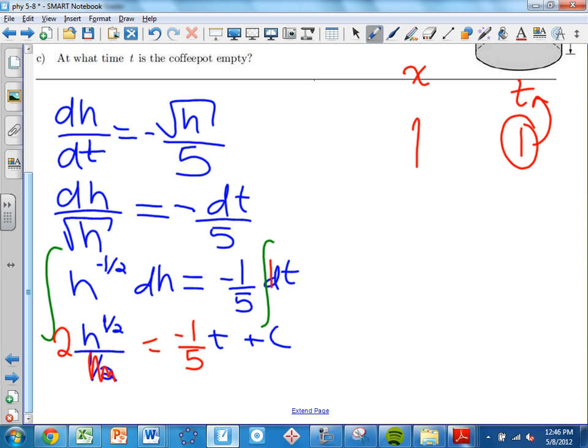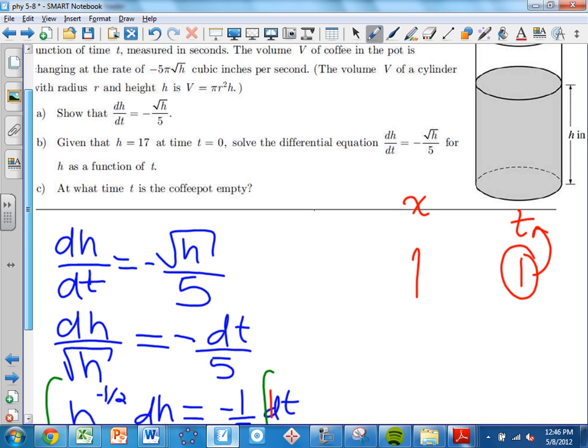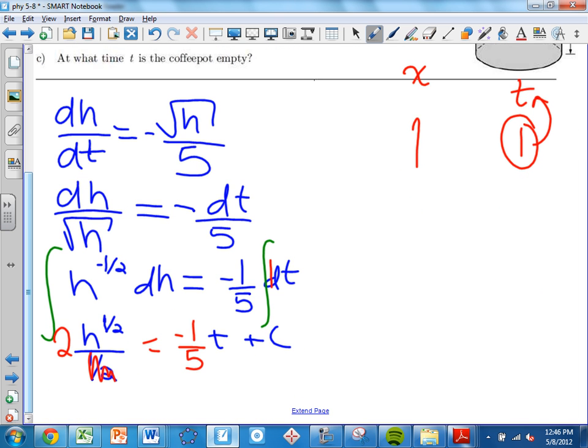Now, the problem gives us an initial condition that at 0, the height is 17. So when time equals 0, the height is 17, right? So if I want to find the constant, Jocelyn, I can just plug those in and solve for C, right? Or I could solve for H first and then find the constant. Does it matter? We did it both ways in class. Personally, I would solve for H first, to be honest. I would solve for H.